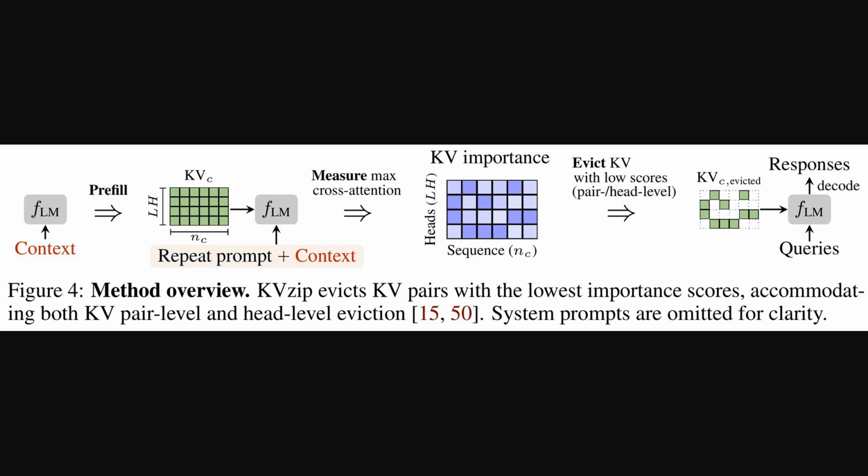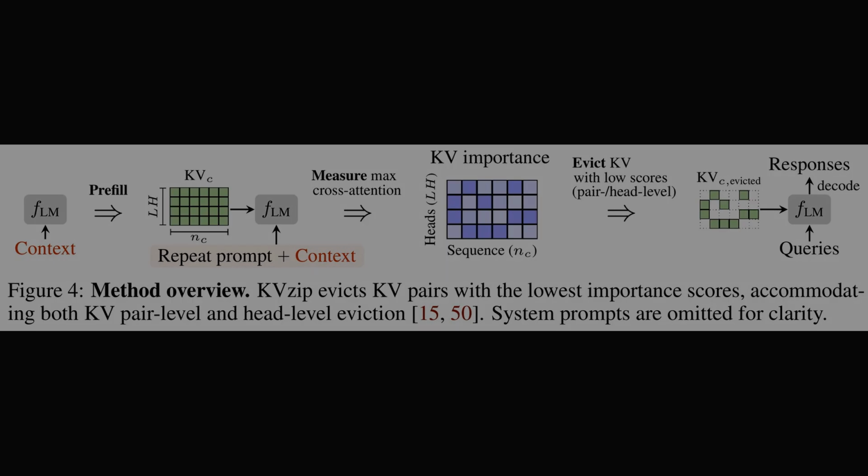So this figure gives us a great overview of how KVzip actually works its magic. After that initial prefill creates the full key value cache, the model is fed the original context again, but this time with a special repeat prompt. The goal here is to make the model reconstruct the original text. As it does this, it measures something called cross-attention, which is basically how much the model focuses on each piece of the original context in order to rebuild it. This process generates an important score for every key value pair, and the least important ones are simply dropped, creating that much smaller compressed cache for future queries.